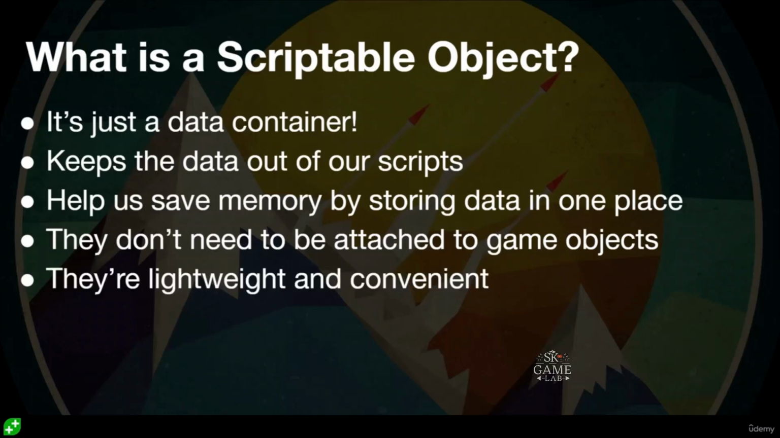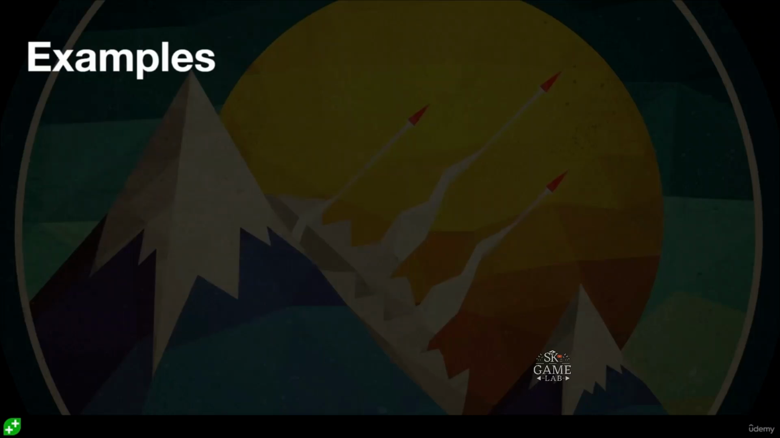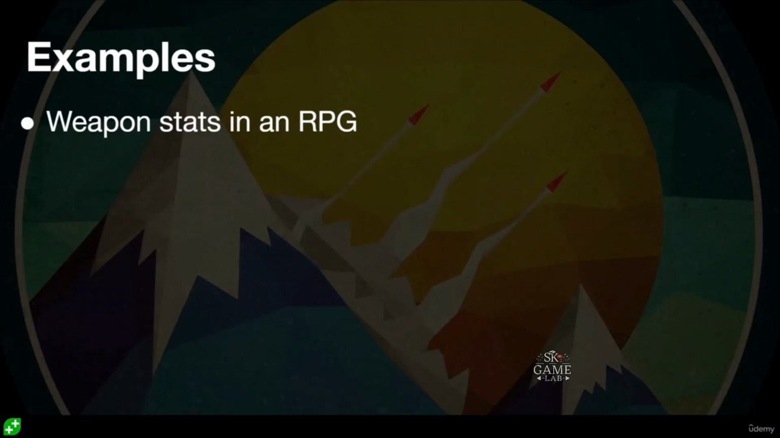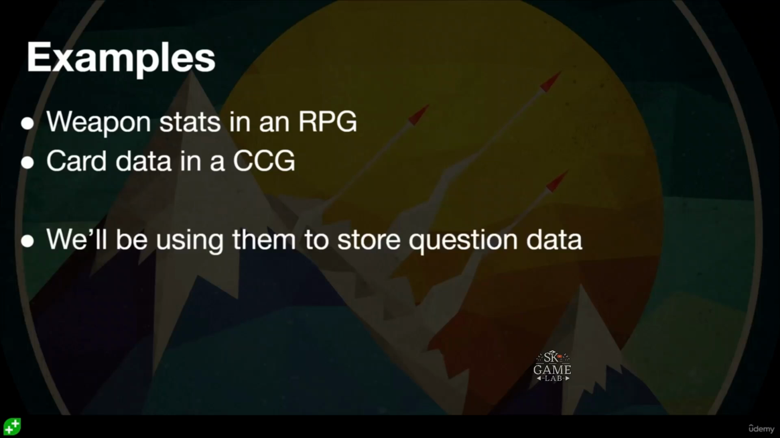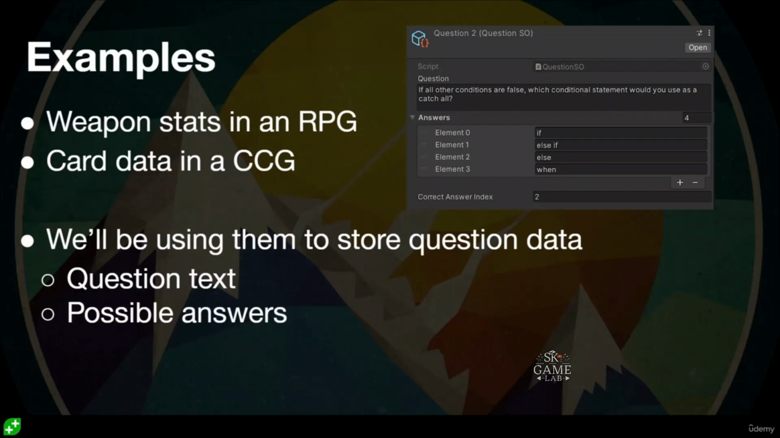And probably the best way to think of scriptable objects is as a kind of template, so we can use them as a kind of blueprint, and this helps with data consistency. Some examples of where scriptable objects can be useful is for things like storing weapon statistics in an RPG, so things like the damage and critical chance and things like that. We could also use them to store card data in a collectible card game. And for our game, we're going to be using them to store question data.